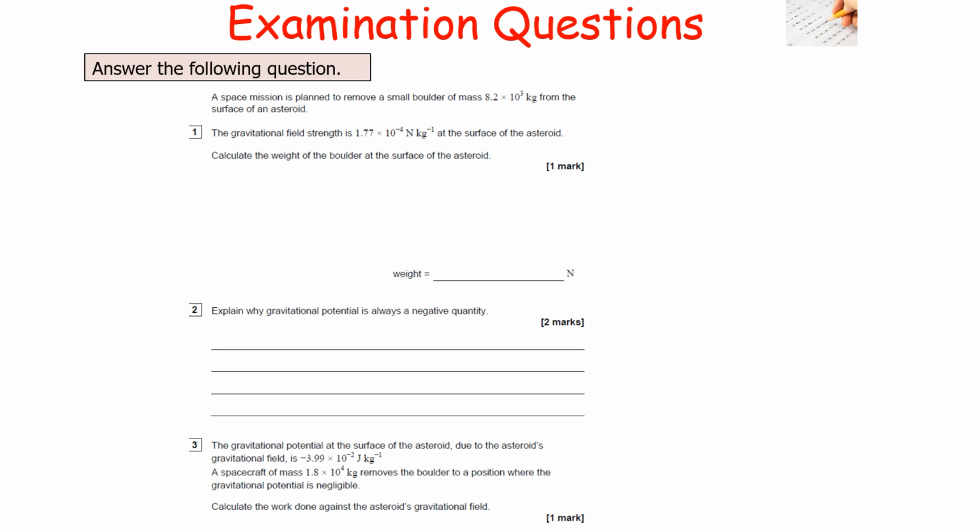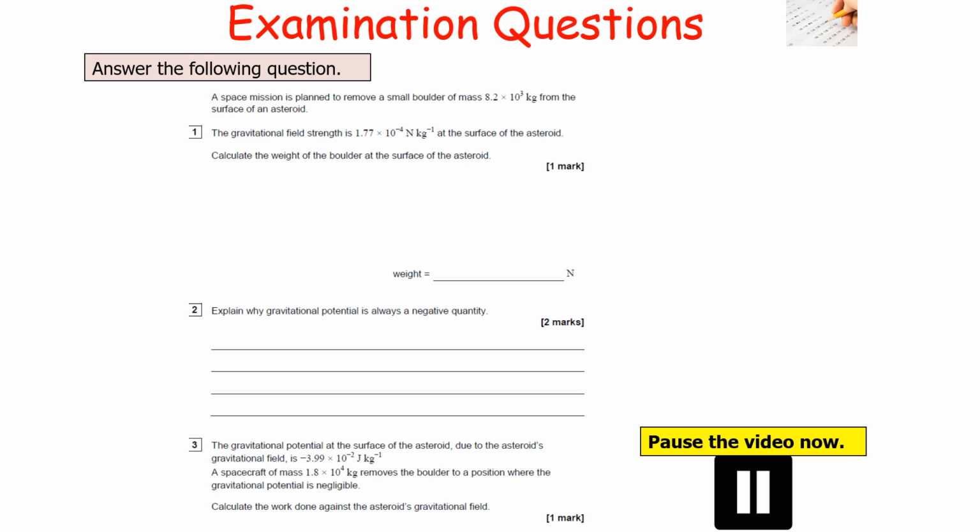Then explain why gravitational potential is always a negative quantity. And then the gravitational potential at the surface of the asteroid due to the asteroid's gravitational field is minus 3.99 times 10 to the minus 2 joules per kilogram. A spacecraft of mass 1.8 times 10 to the 4 kilograms removes the boulder to a position where the gravitational potential is negligible. Calculate the work done against the asteroid's gravitational field. Pause the video now, then unpause the video when you want to go through your answer.